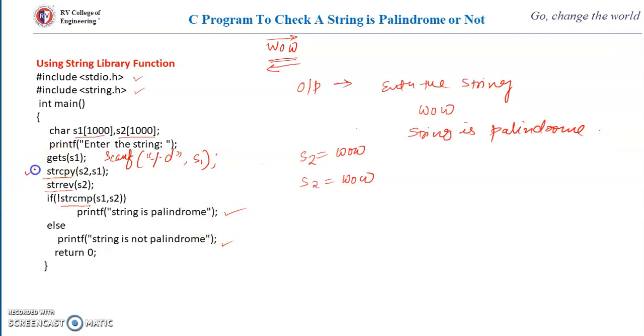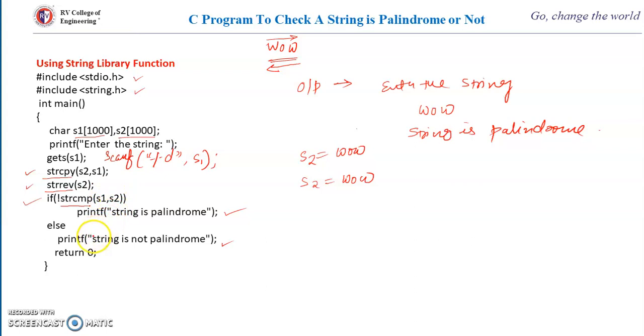So these are the three functions which we have used. strcpy is a string copy function which will be used to copy one string to another string, and then string reverse strrev is a string reverse function which is used to reverse the given string, and then strcmp is a string comparison function which is used to compare any two strings. So these are the three library functions, and using these library functions only we have written a program.